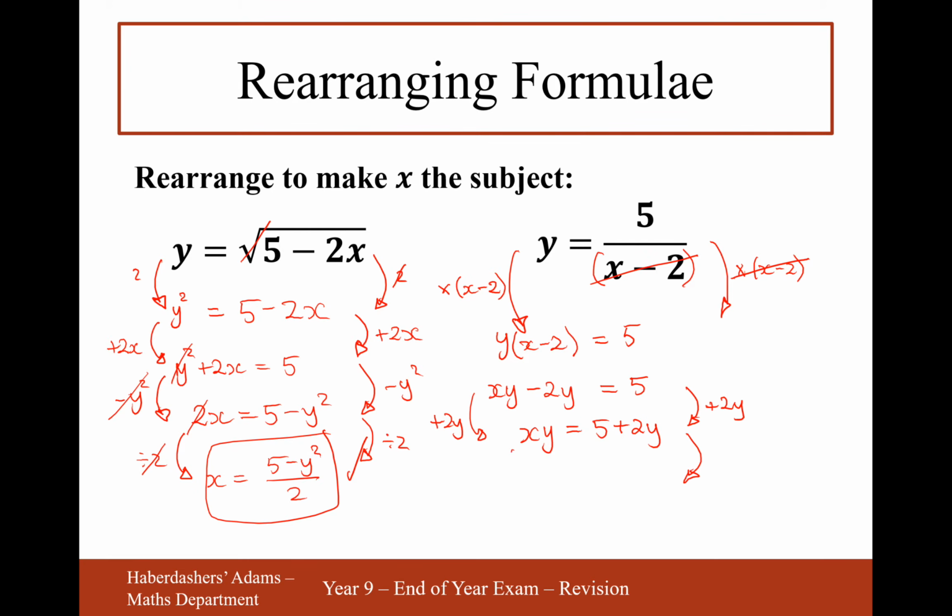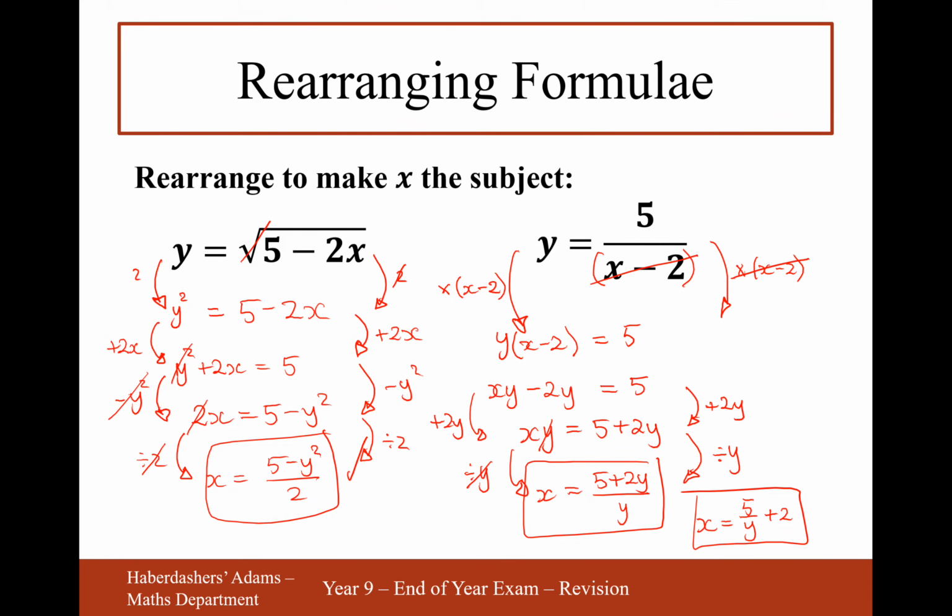And then the final thing, if I'm making x the subject, is to get rid of the y. It's being multiplied onto x, so I'll divide by y on both sides to cancel out the y that's being multiplied. So it's x equals 5 plus 2y, all over y. And another alternate answer would be 5 over y plus 2, or 2 plus 5 over y. Both of these answers are correct. You may have just done it slightly differently.